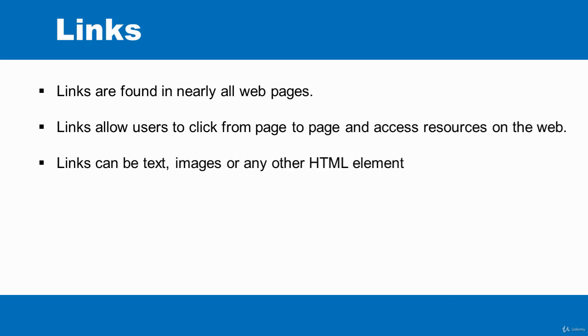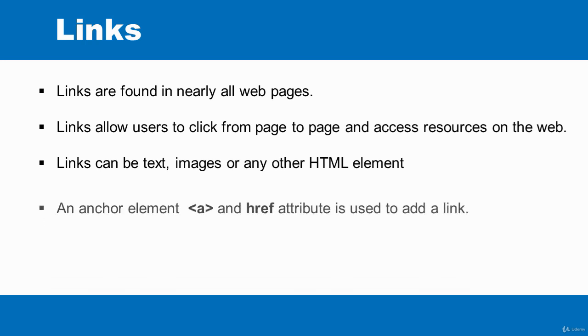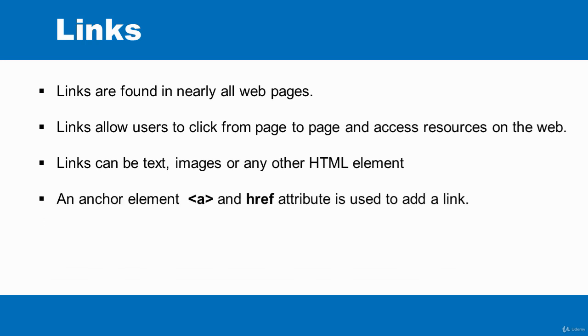To create or add a link, you need to use a simple element which is referred to as the anchor tag, which is abbreviated to A, and you also need a special attribute called the href attribute. The href attribute is used to specify the destination address. So when the link is clicked on, you want it to take the visitor somewhere else. So you use the href attribute to specify the destination address.